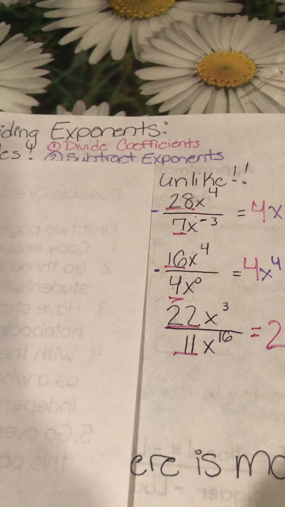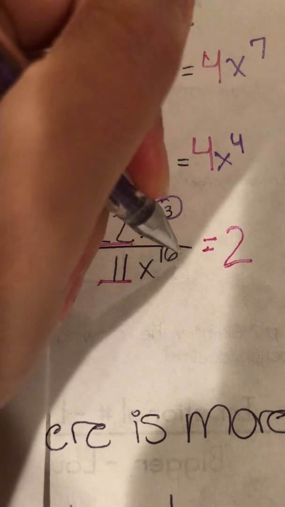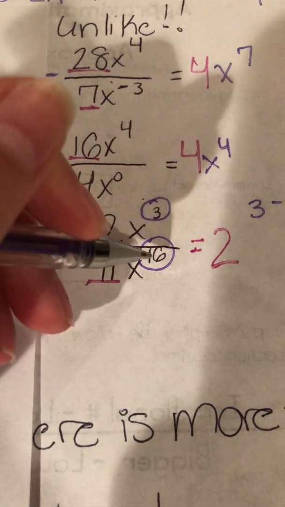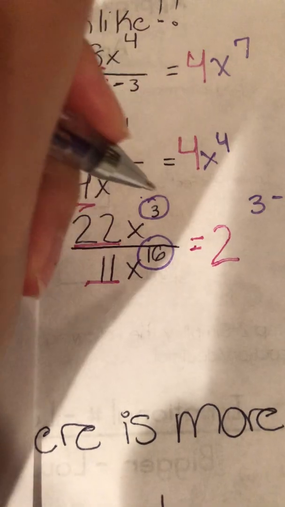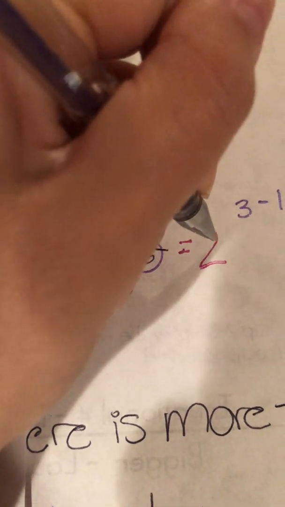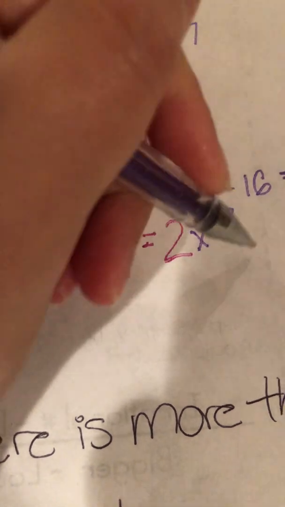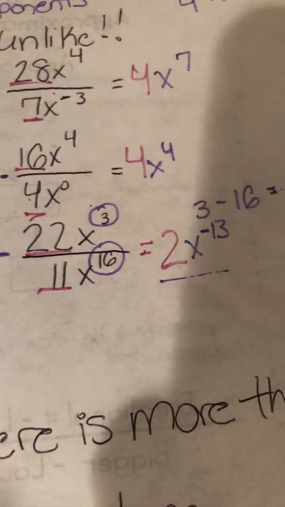And my second step is to subtract the exponents. 3 minus 16 is negative 13. You could plug that into your calculator if you didn't know that off the top of your head. So 22x to the 3rd divided by 11x to the 16th is 2x to the negative 13. It is okay for now to have a negative exponent. Don't worry about that. That is the correct answer.